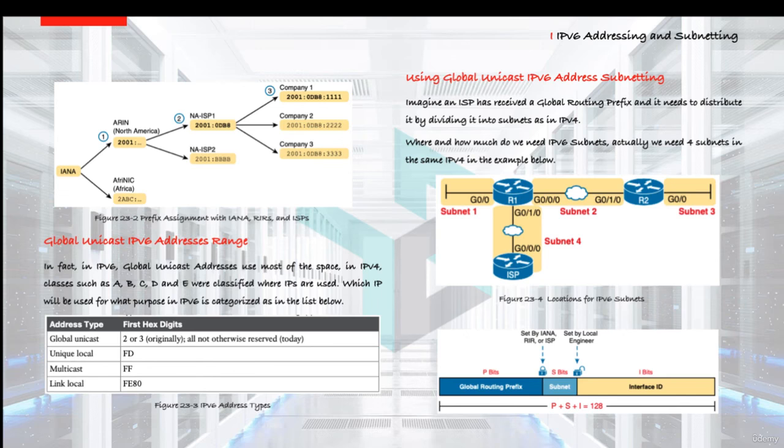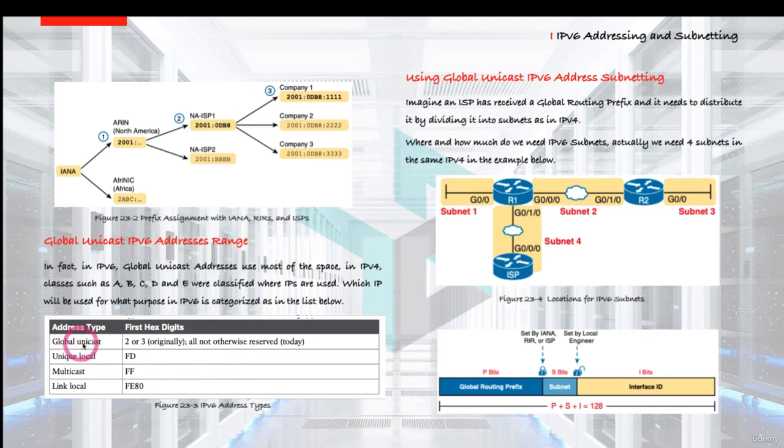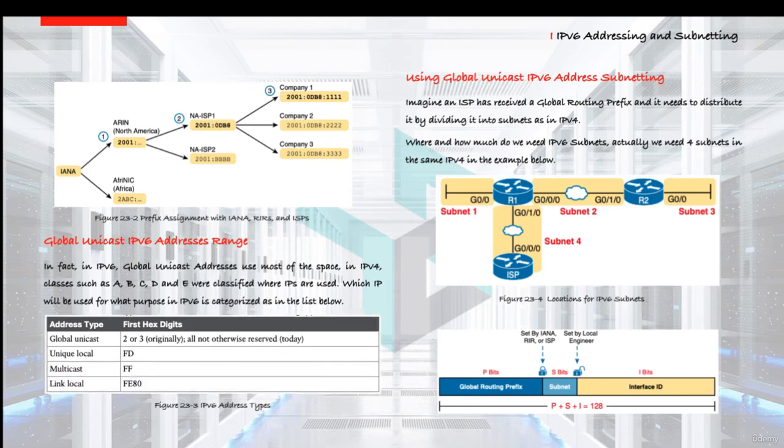Let's look at the global unicast IP version 6 range. In fact, global unicast addresses use most of the space in IPv6 as well. In IP version 4, IPs are classified into classes such as A, B, C, D and E, and in IP version 6, which IP will be used and for what purpose is categorized as follows. Global unicast addresses can start with 2 and 3. Our unique local IPs start with FD, multicast addresses start with FF, and link-local addresses start with FE80. The figure here shows how to use global unicast IP version 6 subnets.